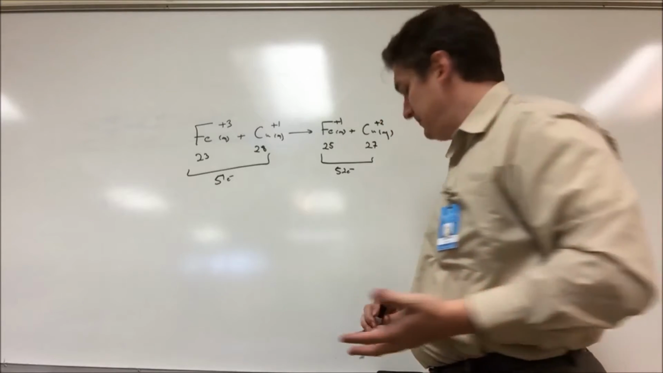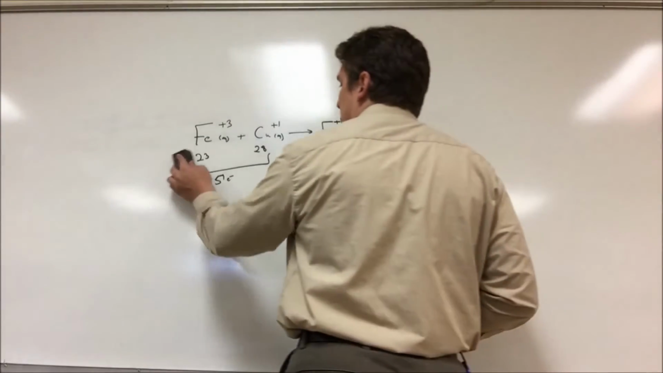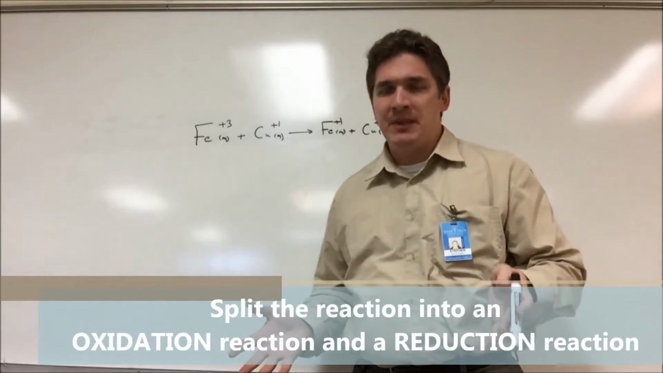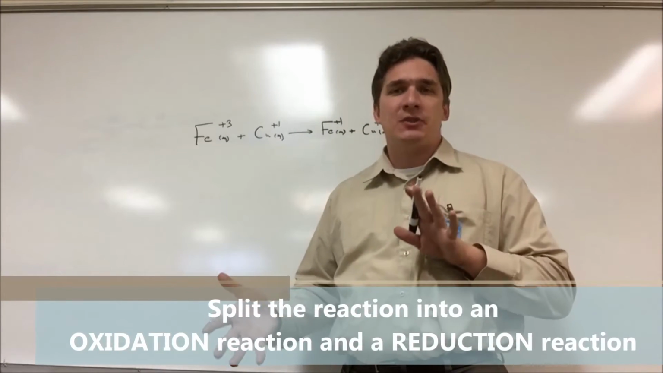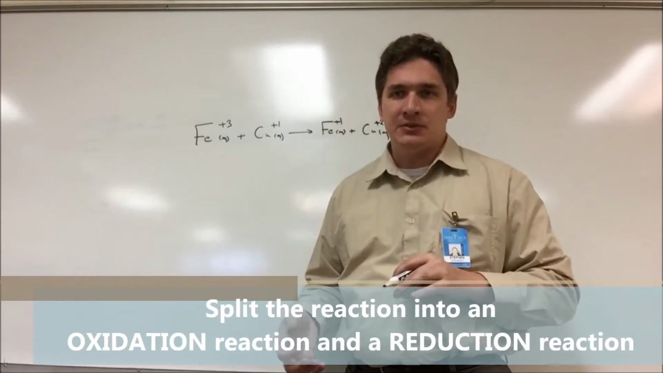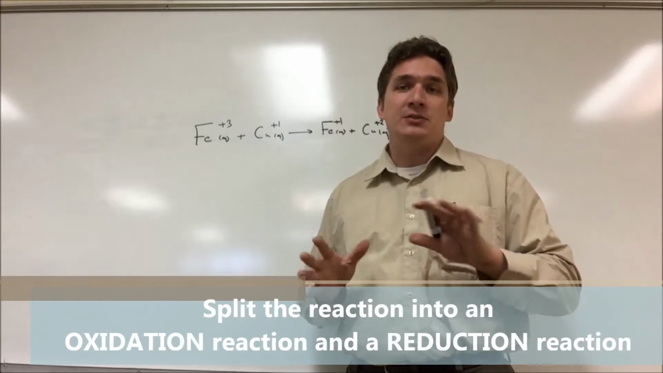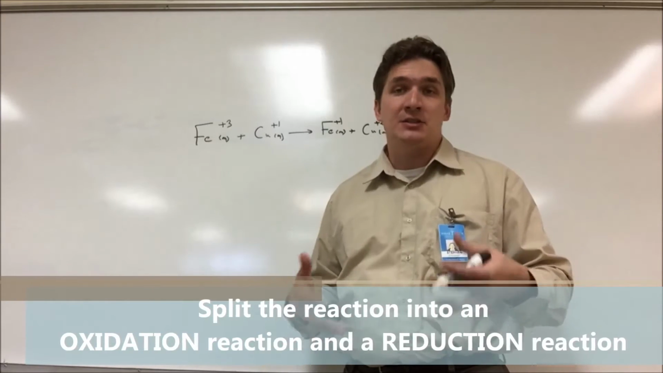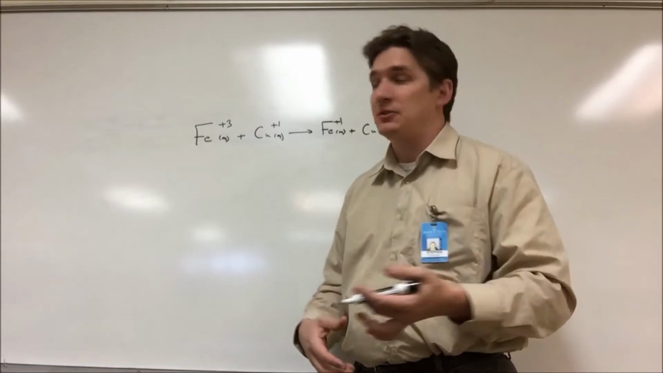So how do we balance it? What we're going to do is look to split the reaction into what are called half reactions. Each half reaction basically describes how an element is gaining or losing electrons. So we need to identify two types of reactions in our equation. The first is going to be the oxidation reaction. This is going to be the reaction where an element loses electrons.